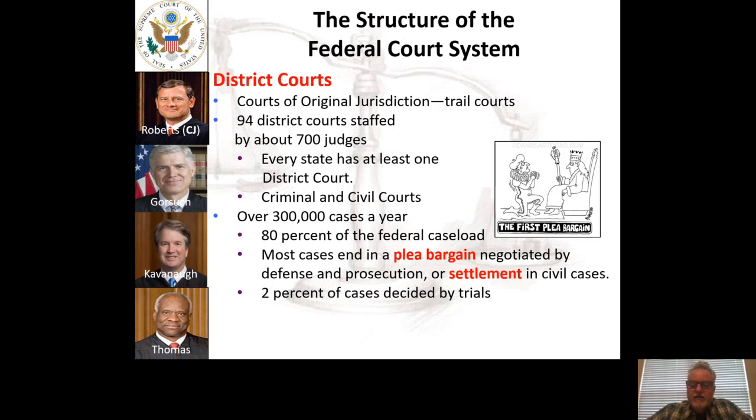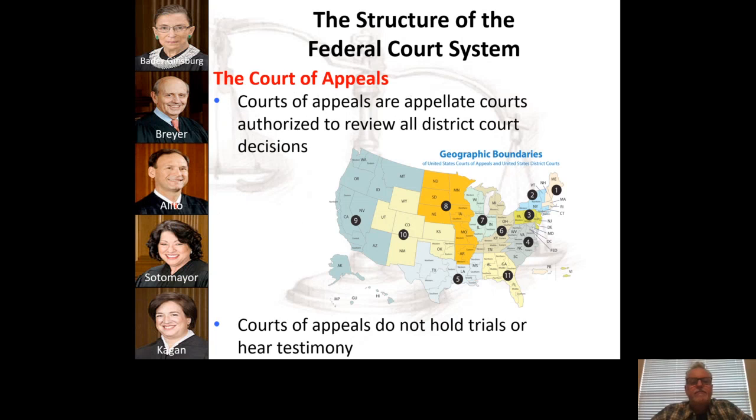In civil cases, they usually result in a settlement before they actually go to court, where the two parties, the party who is suing the other party, the plaintiff who's suing the defendant, will come to an agreement before the actual trial. See, only 2% of cases go to trial. In criminal cases, again, they're plea bargained out. In civil cases, they are settled.